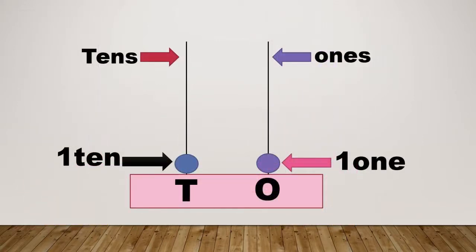This is two-digit number abacus. One spike is for ones and the other is for tens. Each bead in the ones spike represents 1 one and each bead in the tens spike represents 1 ten. Let us learn how to count two-digit numbers using this abacus.